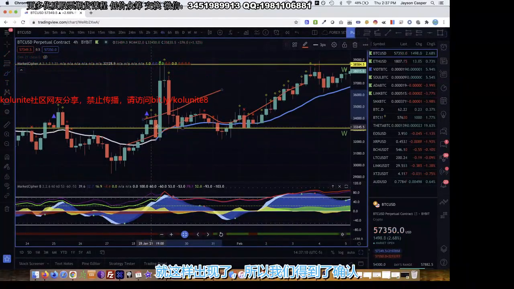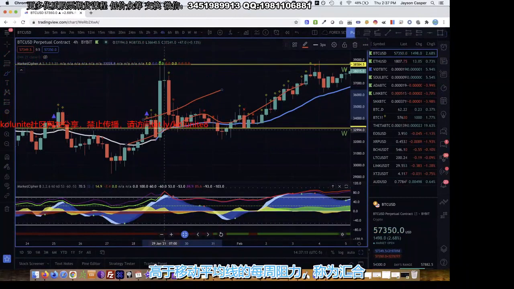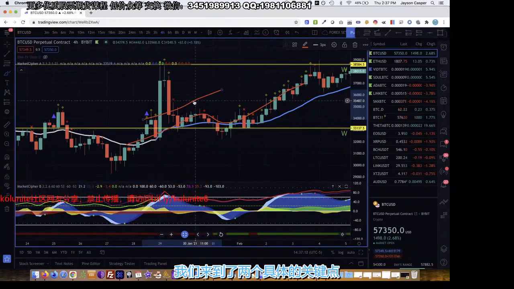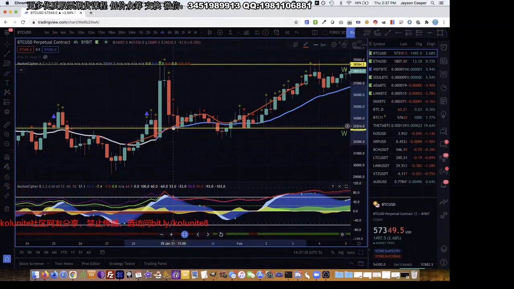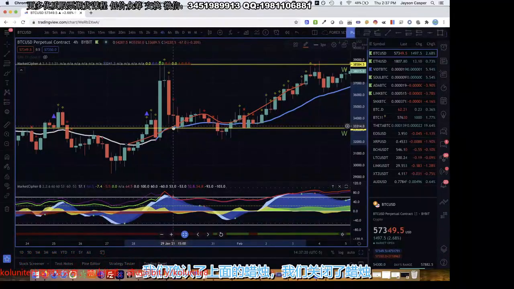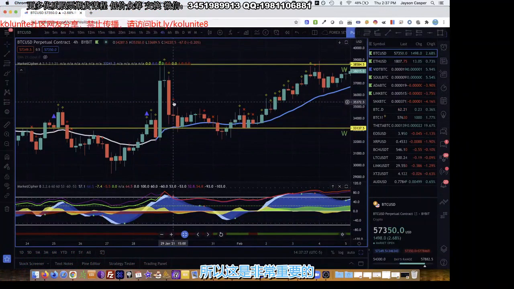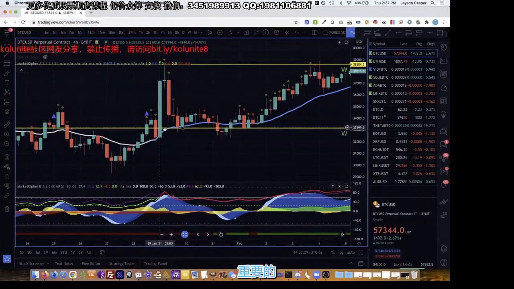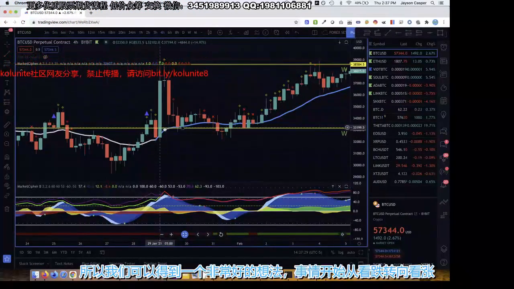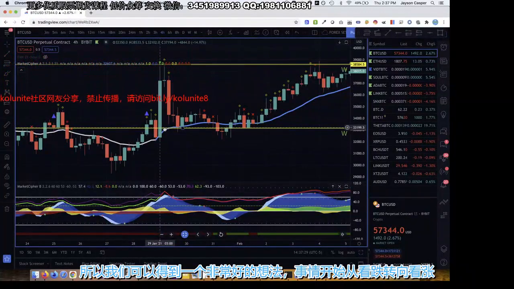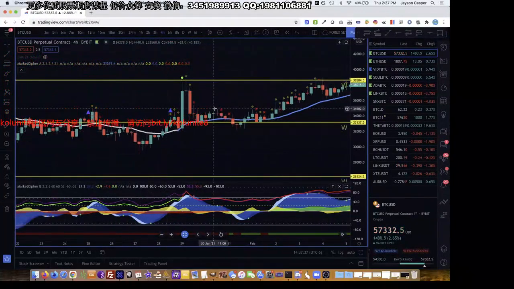So we had a confirmation above this weekly resistance, above this moving average, so that's called confluence. We came to 2 specific key points, the moving average and the weekly resistance, and we closed the candle above that. So that's extremely significant. We can get a really good idea that things are starting to turn from bearish to bullish.